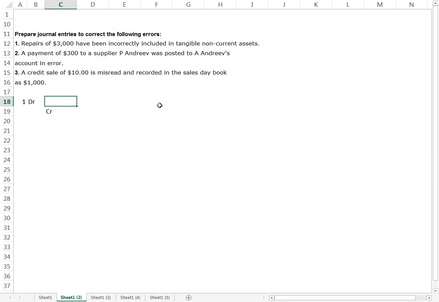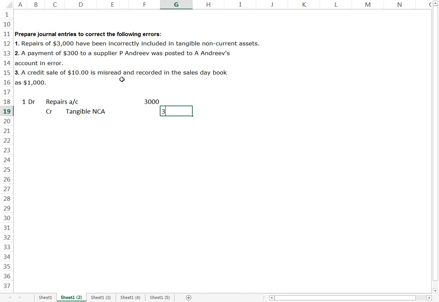Now, repairs of 3,000 have been incorrectly included as tangible non-current assets. So what has happened, of course, is that we need to transfer it from tangible non-current assets back to repairs. If everything had been done correctly in the first place, repairs would have been debited. So we can just quickly debit repairs account, in this case $3,000, and then we'll credit the account which got the bad entry, which is in this case tangible non-current assets, with $3,000. That pretty much corrects error 1.